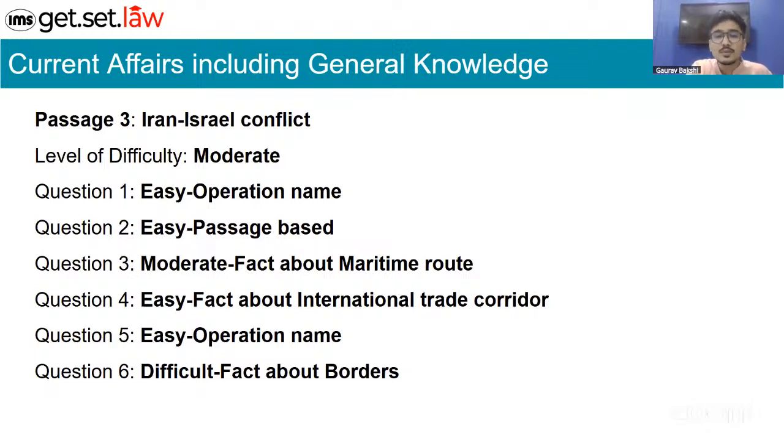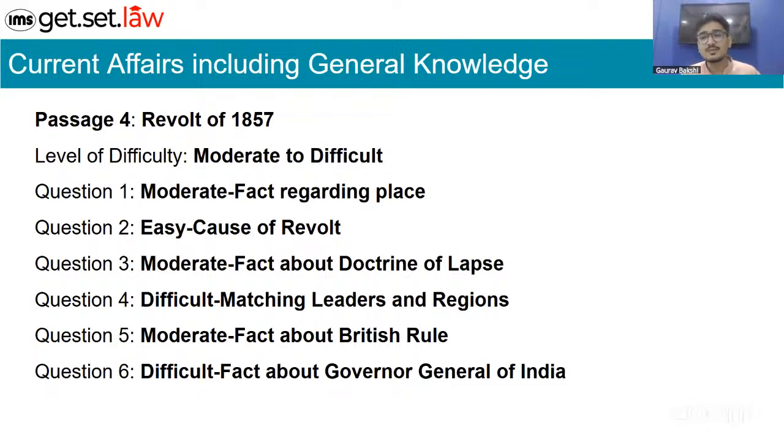Let's move to passage number 4. Revolt of 1857. We have included this passage because there was a shift in trend last year where CLAT included one passage of static GK. Now we have to also cover some important topics from modern history and previous to that as well. That's why this passage, Revolt of 1857, and the whole five passages here reflect the CLAT's question paper of last year, CLAT 25. We have made the question paper of this particular section so similar to CLAT 2025. That's why we have included the static GK question, Revolt of 1857.